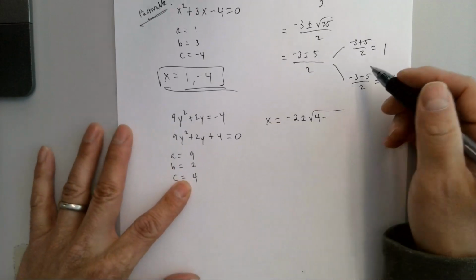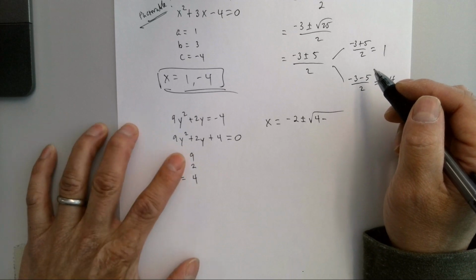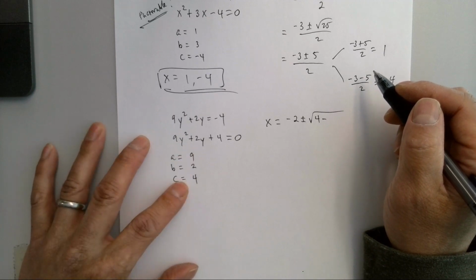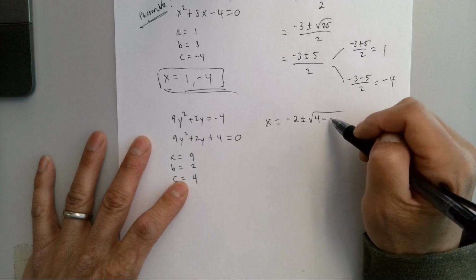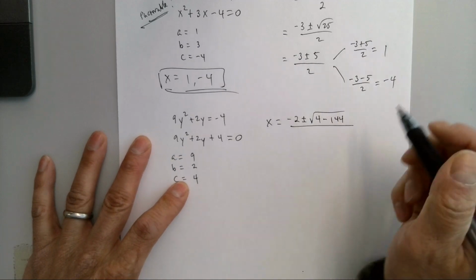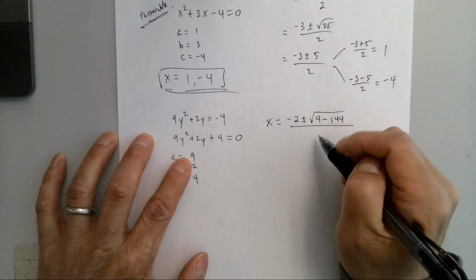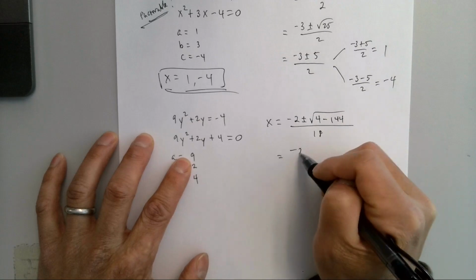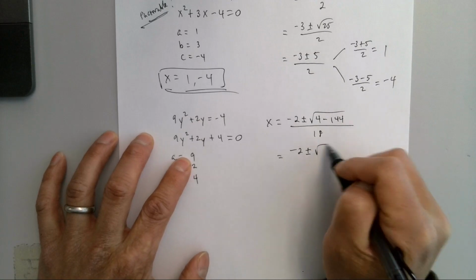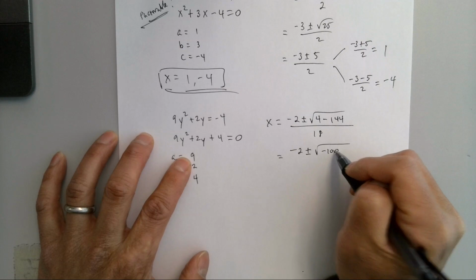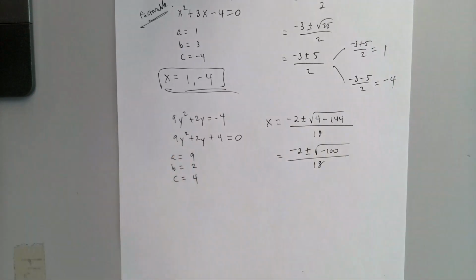times 4. That is 36 times 4, which is 144. Over 2a, which is 18. Okay, at this point I can stop. There's no more work to be done.